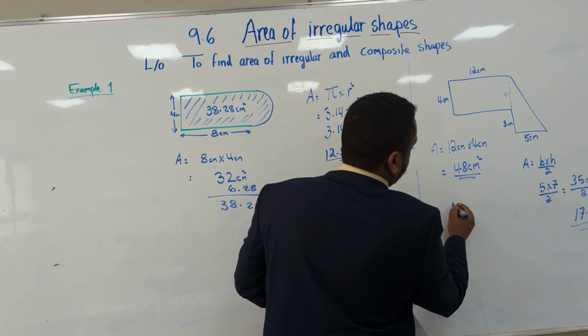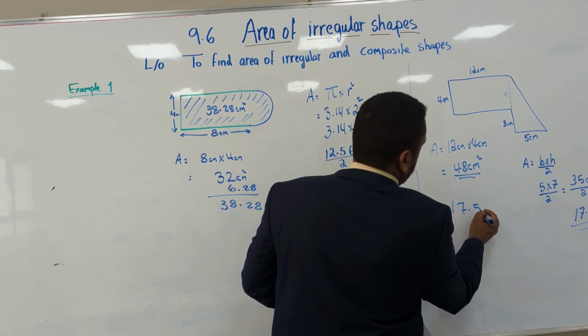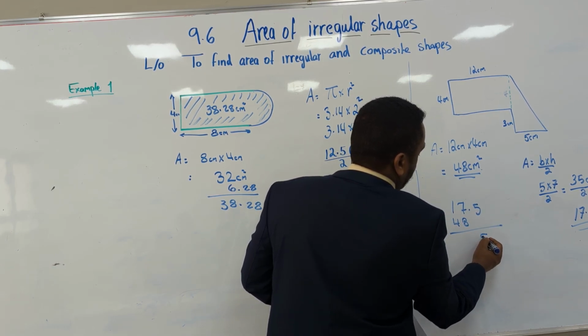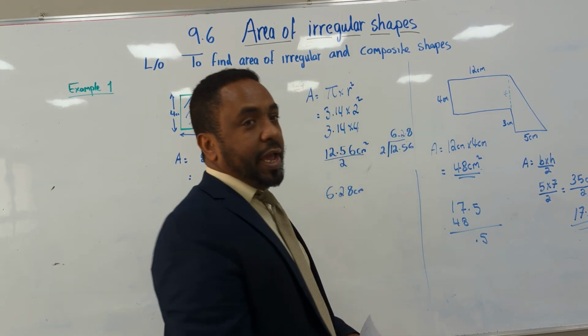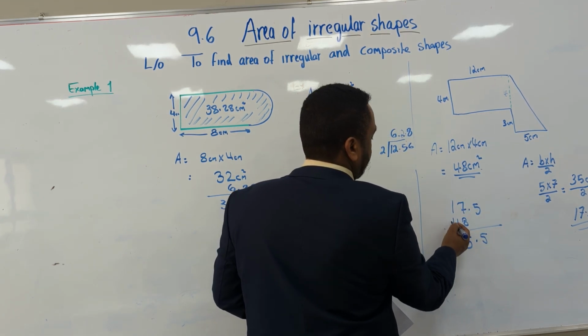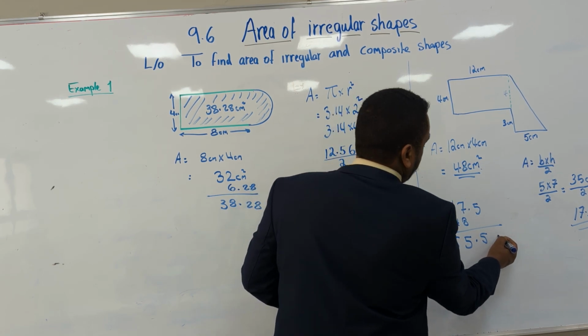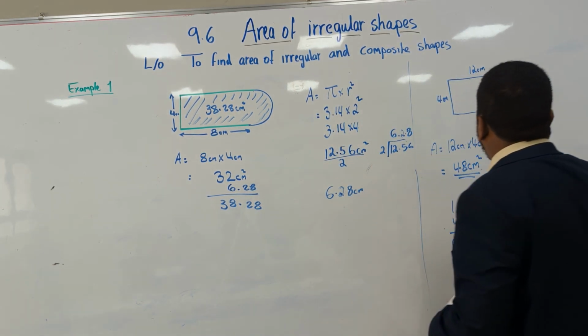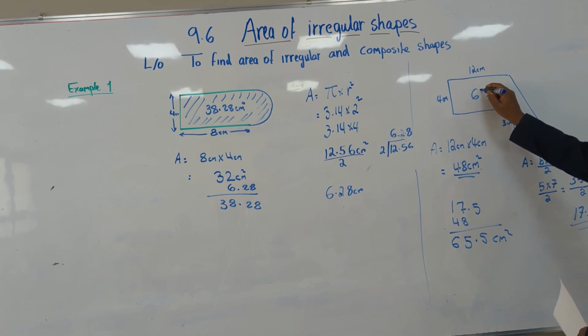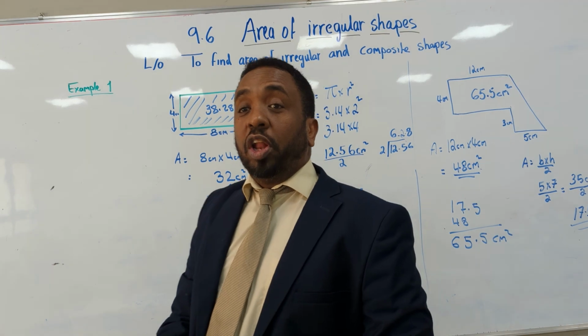So we have 17.5 plus 48. If we add that together, we will have 65.5. 7 plus 8, what is 7 plus 8? 15. Carry 1. 5 here, and we have 6. So our total area of this shape, when you add it together, will be 65.5 centimeters square. Are you with me, boys? Yes. Do you all understand?